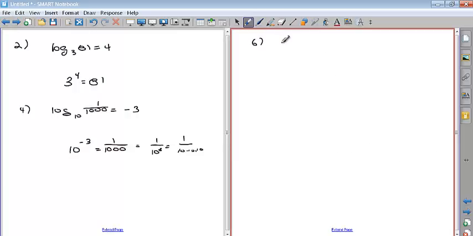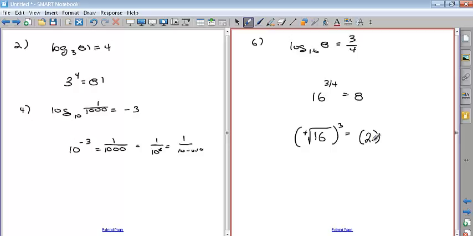Number 6. Log to the base 16 of 8 is 3/4. So again, the base is 16. So 16 to the 3/4 power is equal to 8. So this part is the base. This would be the exponent needed to get the answer. And if you think about what that is, it's the 4th root of 16, the whole thing raised to the 3rd power. So the 4th root of 16 is 2, because 2 times 2 times 2 times 2 is 16. And so then you get 2 cubed, which is 2 times 2 times 2, which is 8.